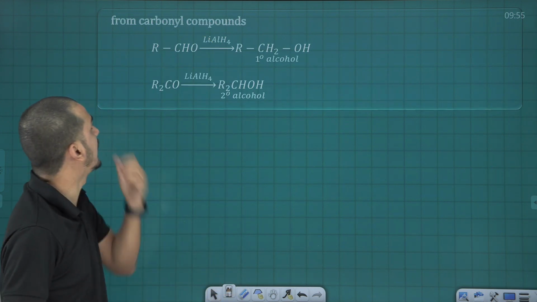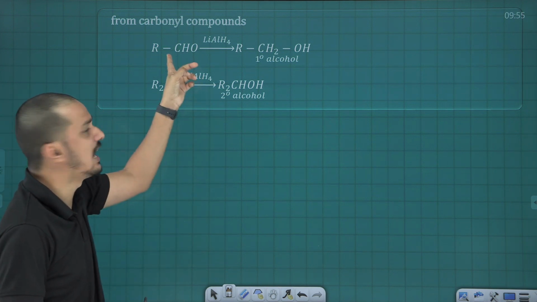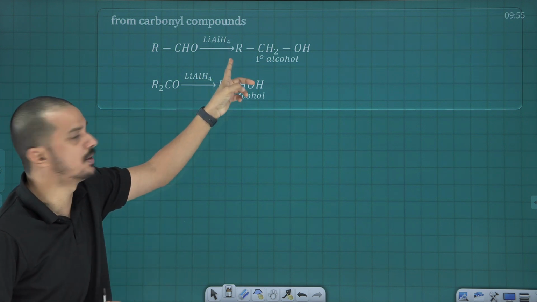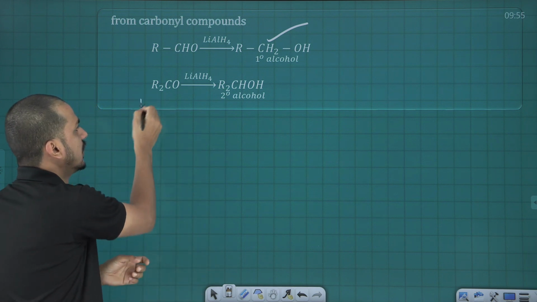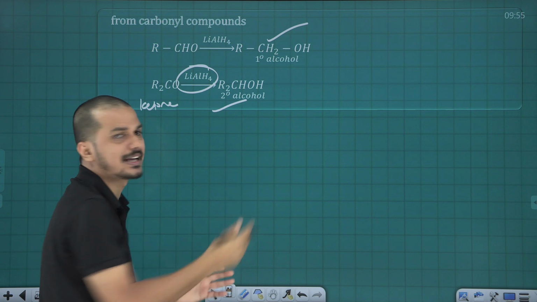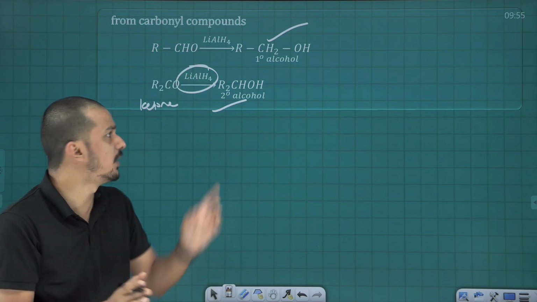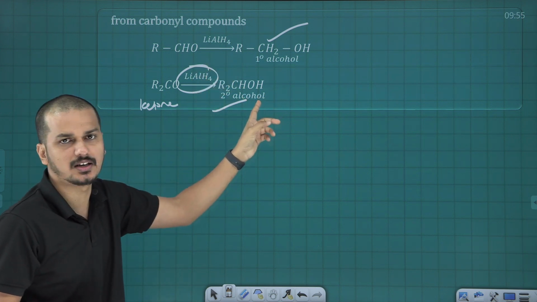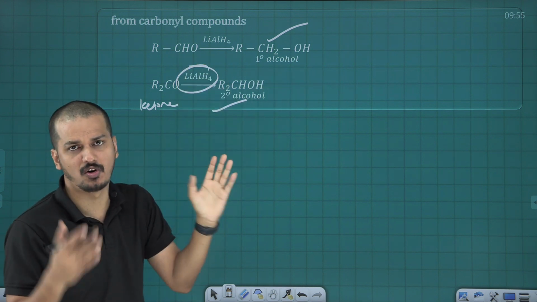Next, again, from carbonyl compounds. Carbonyl compounds means aldehyde or ketone. If it is an aldehyde and you are reducing it in presence of lithium aluminum hydride, you will get primary alcohol. And if it is a ketone and you are reducing with lithium aluminum hydride, you will get secondary alcohol. Reduction means simply addition of hydrogen, which you can do with a stronger reducing agent like lithium aluminum hydride. Secondary alcohol if it is a ketone, primary alcohol if it is an aldehyde. That idea you know?